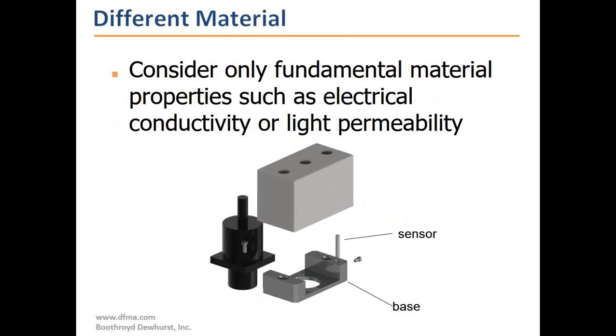Does it have to be made of a different material? And we're talking about fundamental material property reasons here, like electrical conductivity or light permeability. Here we're showing that the sensor has to be made of a different material from the base. In other words, if all the parts you've added to your product so far have been insulators, and now you're adding a part that has to conduct electricity, I can't have them be made out of the same part and experience that different electrical property. So for some fundamental material property reason, it needs to be made of a different material.